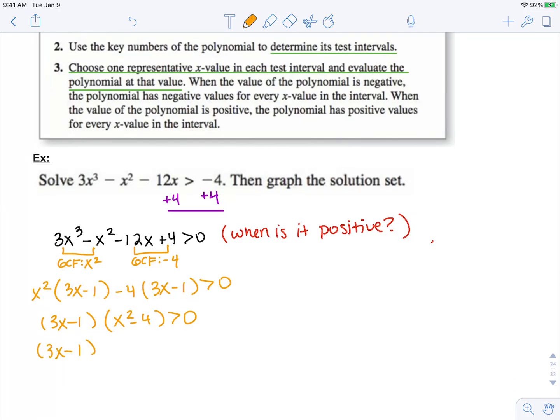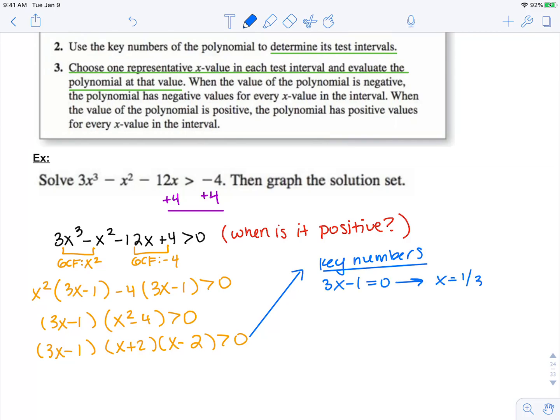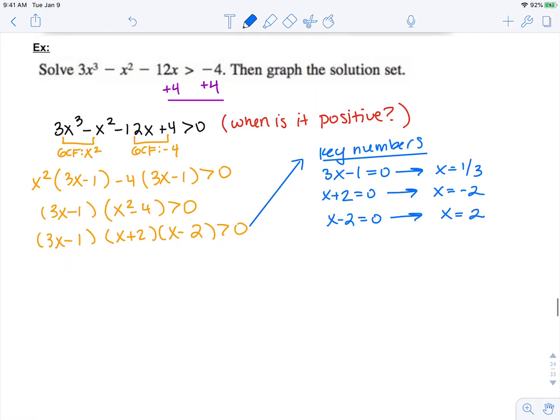Now, x squared minus 4 factors to be x plus 2, x minus 2 because it is a difference of squares. So now I'm going to take these three factors to find my key numbers. That's what makes my polynomial equal to 0, and we'll use the zero product property for that. 3x minus 1 equals 0 when x equals 1/3. x plus 2 equals 0 when x equals -2. x minus 2 equals 0 when x equals 2. So these are our three key numbers.